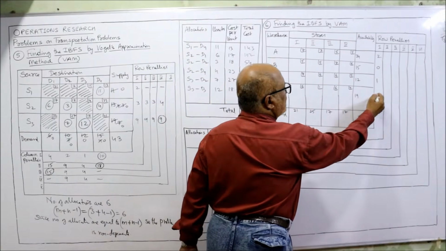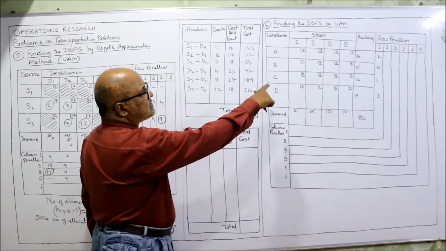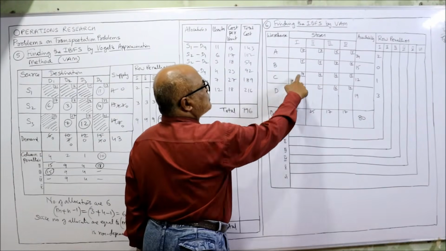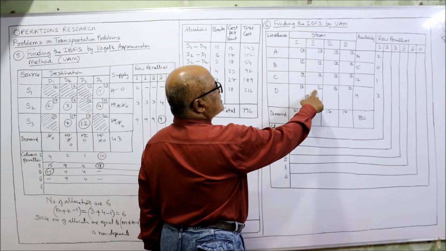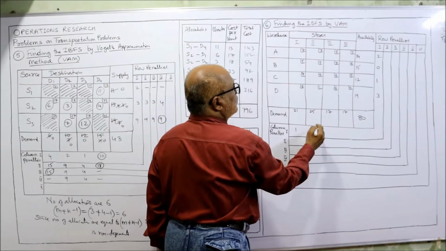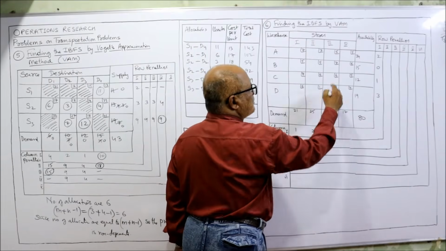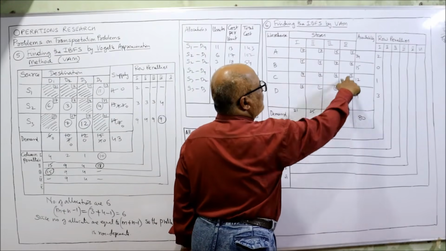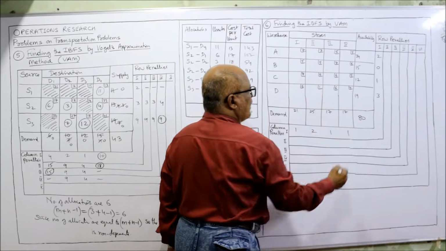4 minus 1, 3. Now come to the columns. In the first column, minimum is 5, next minimum is 6. So 1. Here the minimum cost is 1, next minimum is 3. So 3 minus 1, 2. Minimum is 5, next minimum 6. So 6 minus 5, 1. Minimum is 4, next minimum is 5. So 5 minus 4, 1.